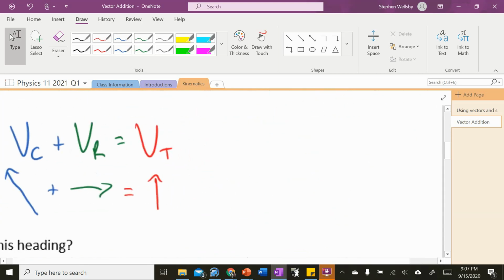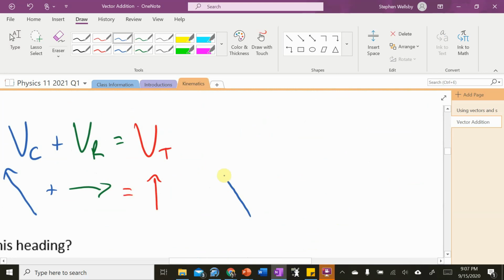So in this case here, I'm going to add this velocity here. So this is the velocity of the canoe plus the velocity of the river, which is going straight to the right. So this is going to be the velocity of the river. And these two together are going to equal my total velocity. So this is going to be V total.